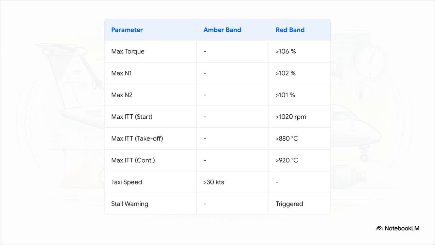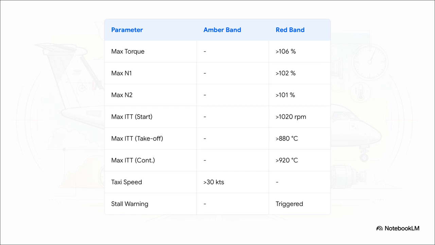I'm going to run through these limits with the quick, precise pacing of a pilot in the cockpit, just to make sure we don't miss a single metric from that manual. All right, starting with power. Max torque greater than 106% is a red exceedance. Max N1 over 102%? Red. Max N2 over 101%? Also red.